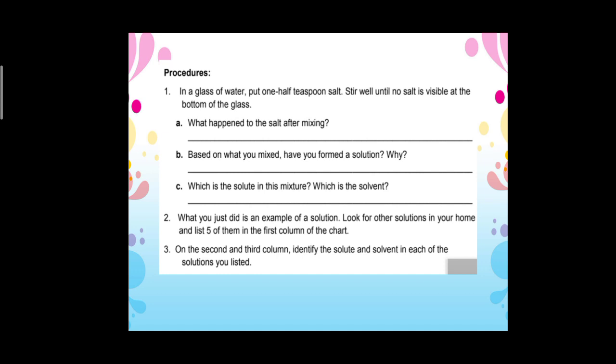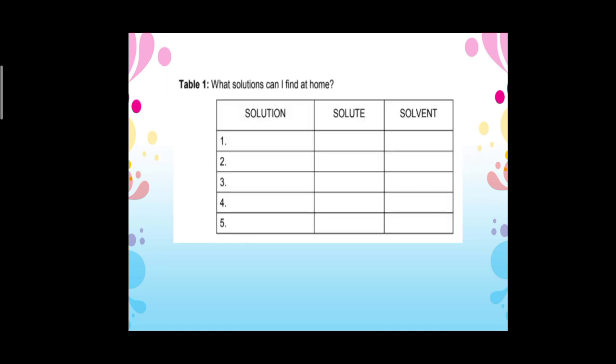For number 2, what you just did is an example of a solution. Look for other solutions in your home and list 5 of them in the first column of the chart. On the second and third column, identify the solute and solvent in each of the solutions you listed. Okay, so dito po, hahanap po kayo ng mga sample ng solutions na makikita nyo sa bahay. And then, mula doon sa solution na sinulat nyo, identify nyo po ano yung solute na ginamit doon at ano yung solvent na ginamit doon. Okay, so that is for number 1 to 5, table 1.